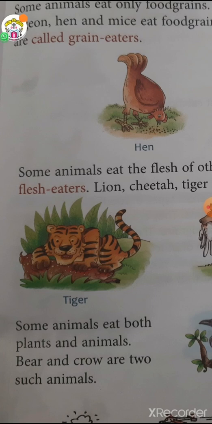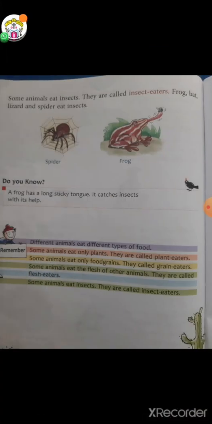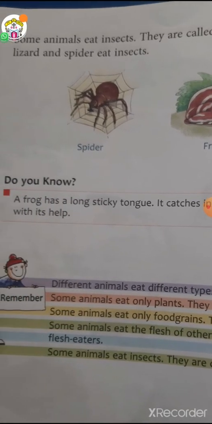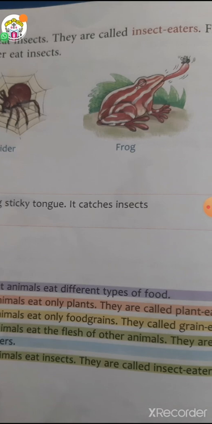So children, you have to learn कि certain animals are there. कुछ खास animals ऐसे भी होते हैं जो दोनों चीज़ें खा सकते हैं. Now in the next page what has been given, some animals eat insects. कुछ animals जो होते हैं वो छोटे छोटे कीड़ों को खाते हैं, insects को खाते हैं. They are called insect eaters.